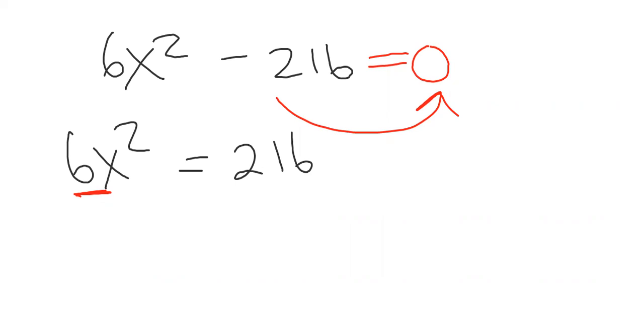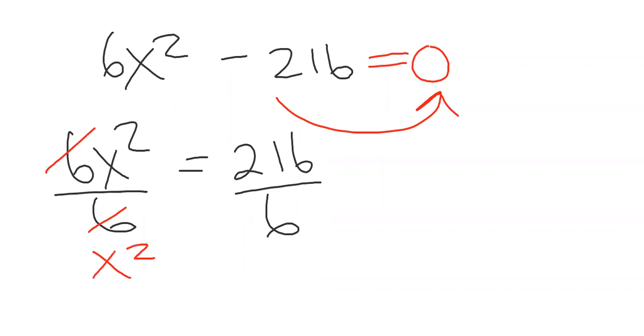Then, if that's the case, you are going to divide your term by 6, and do that on both sides. This 6 will cancel that 6, so this side you are left with x squared. Then this side you now have 216 divided by 6. 216 divided by 6, we get 36.